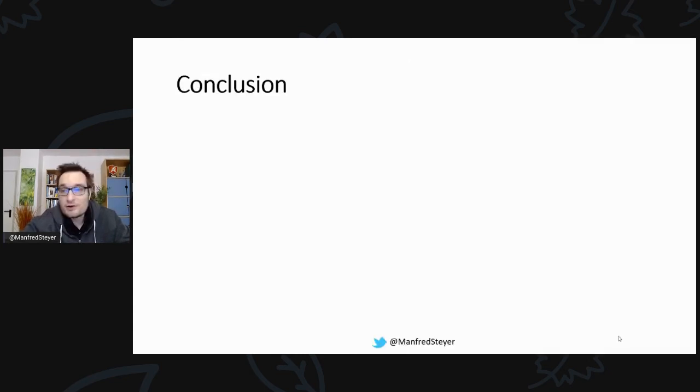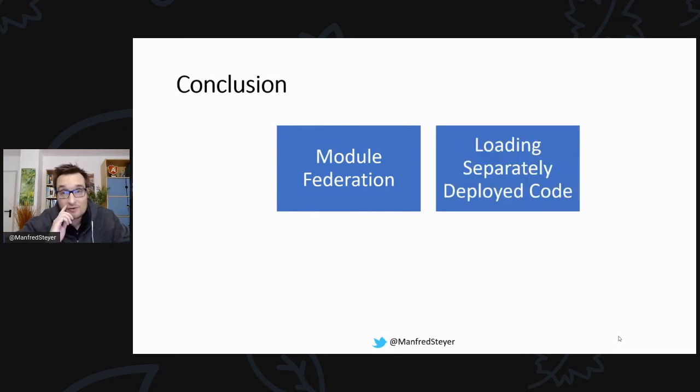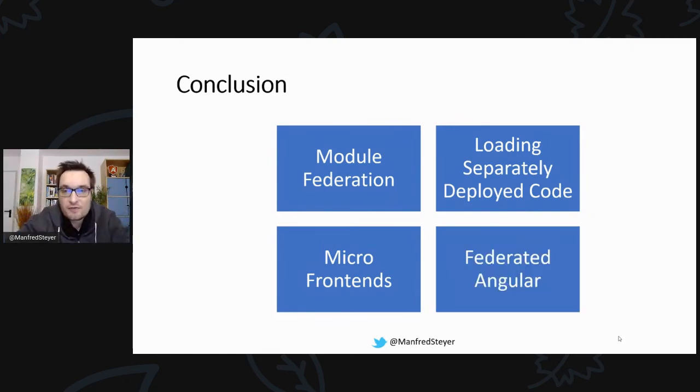Okay, let me come to a conclusion. We've seen that module federation allows you to do something that was not really possible before, at least not without dirty workarounds, namely it allows you to load separately deployed code. And this is the key for micro frontends, because micro frontends are separately deployed applications that are loaded into your shell on demand. And we've also seen we can combine this with Angular and the Angular CLI, just ng add this plugin and you are fine.